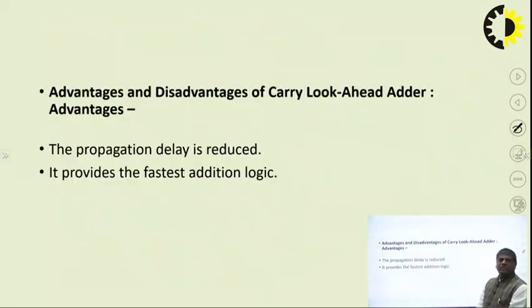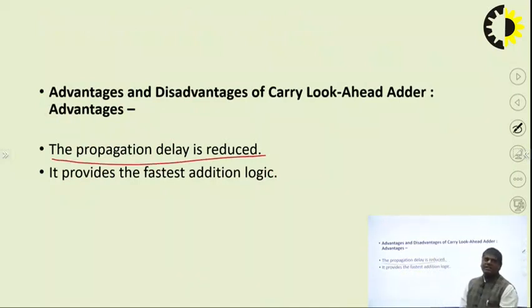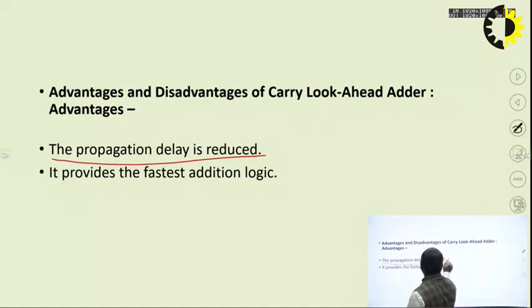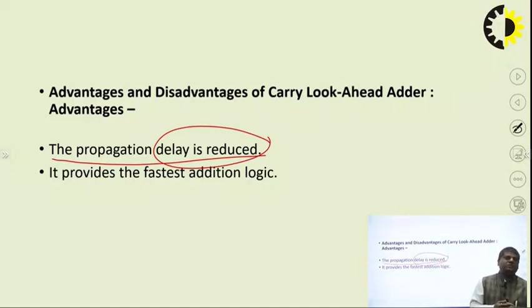These are some advantages of the carry Lookahead adder. We have already explained the main advantage of this carry Lookahead adder, that is to reduce the carry propagation delay for each full adder. If we remove the carry propagation delay, then automatically the speed of the full adder is the fastest. These are the main 2 advantages.